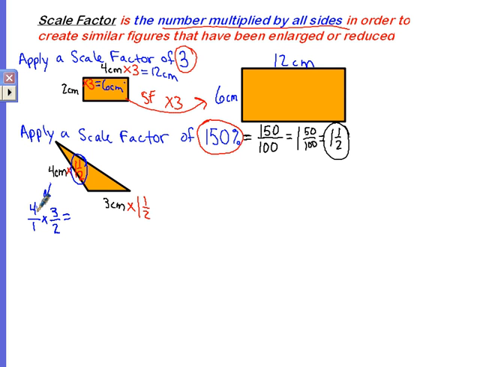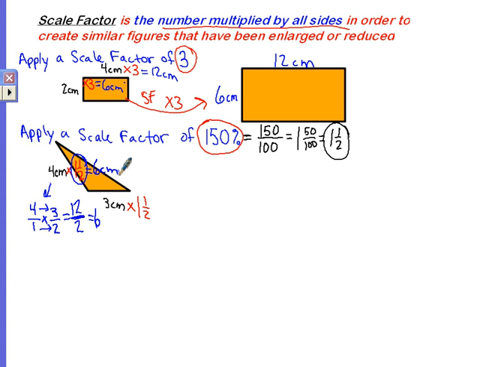So 4 times 3 is 12. 1 times 2 is 2. Remember that the fraction symbol is the same as division. So 12 over 2, or 12 divided by 2, is the same as 6 centimeters. So that tells me that my new longer side is going to be 6 centimeters.